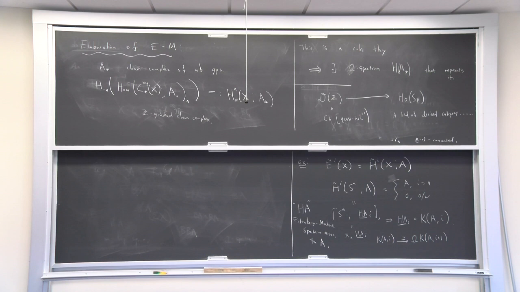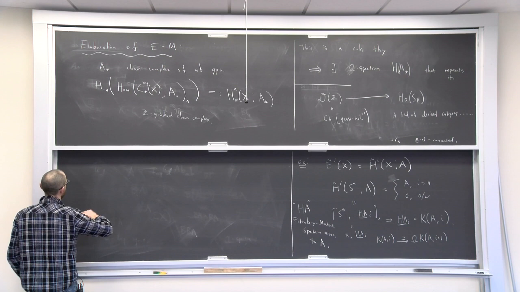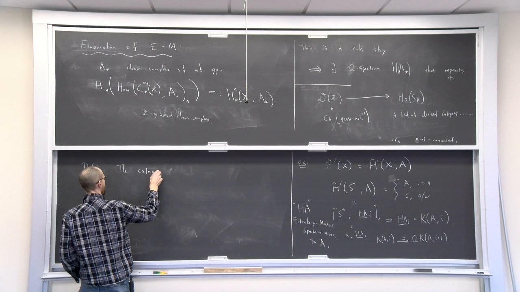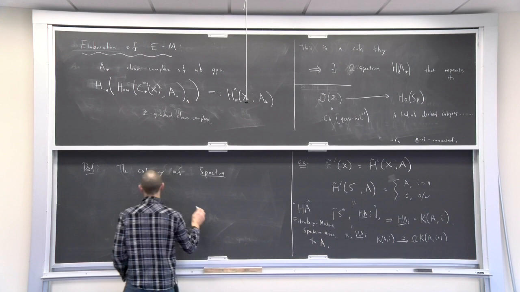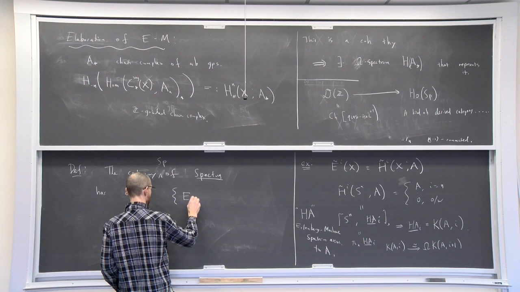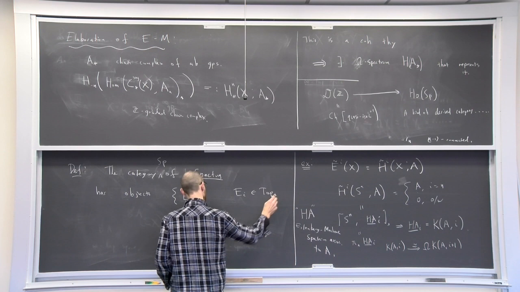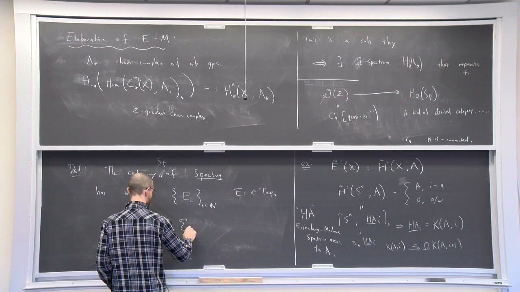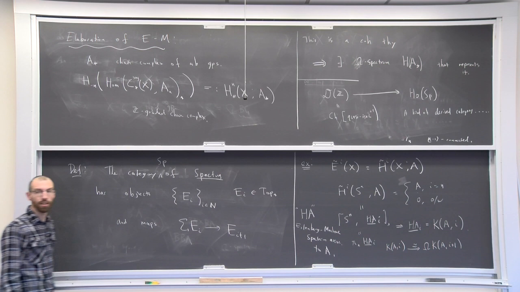that stops dealing with these omega spectra and these CW spectra. So, definition: the category of spectra, called the category SP of spectra, has objects, sequences of spaces, just arbitrary pointed topological spaces, and maps between the spaces from the suspension of one to the next.